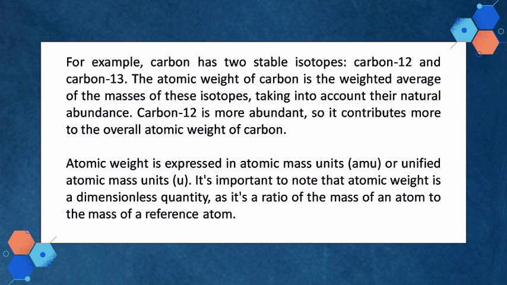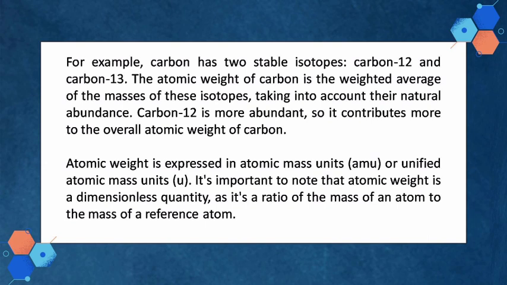For example, carbon has two stable isotopes, carbon-12 and carbon-13. The atomic weight of carbon is the weighted average of the masses of these isotopes, taking into account their natural abundance. Carbon-12 is more abundant, so it contributes more to the overall atomic weight of carbon. Atomic weight is expressed in atomic mass units, AMU, or unified atomic mass units, U.